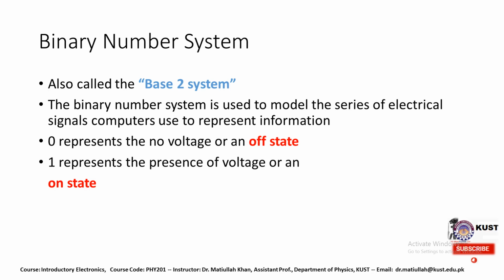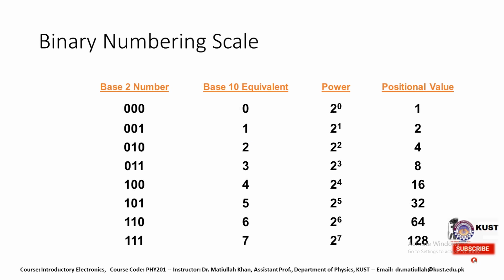In case of 0 there is no voltage moving through the circuit, while in case of 1 the voltage is there and is moving through the circuit. Now that is applied to the circuit. So this is the binary numbering scale.